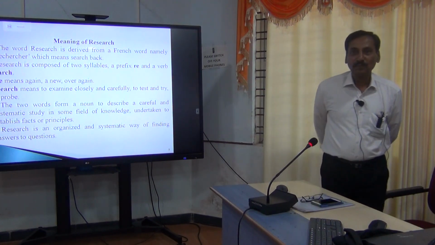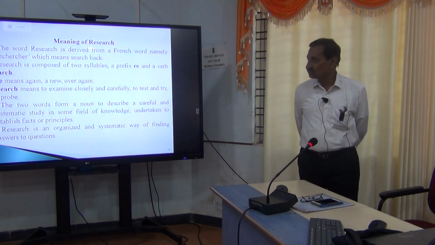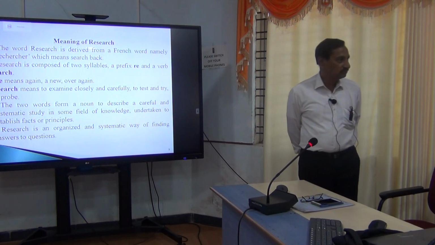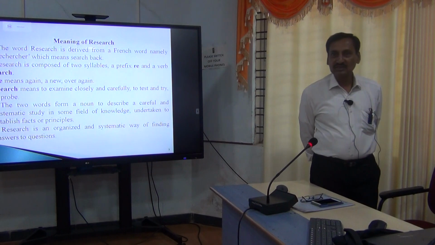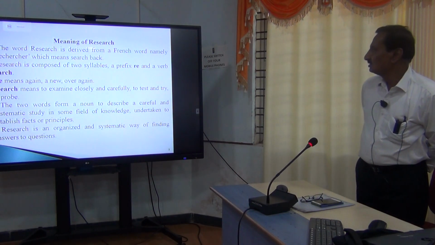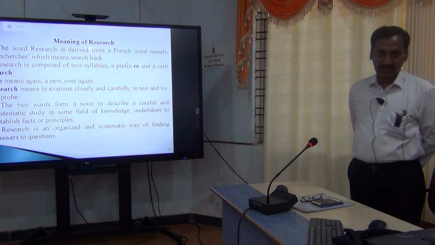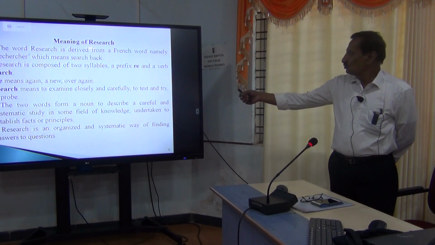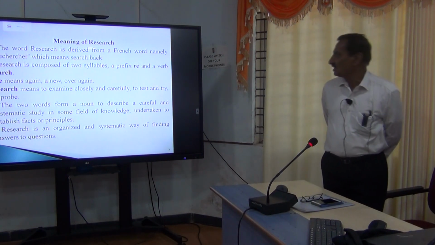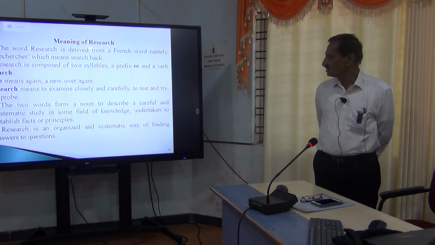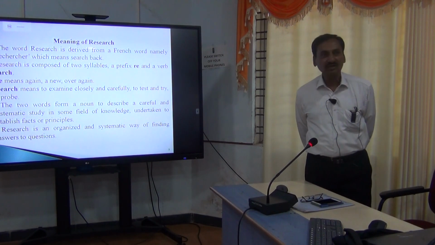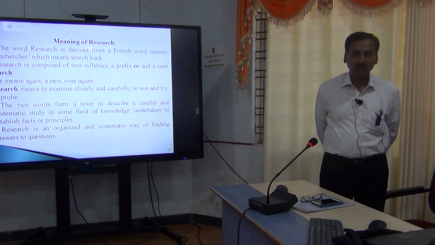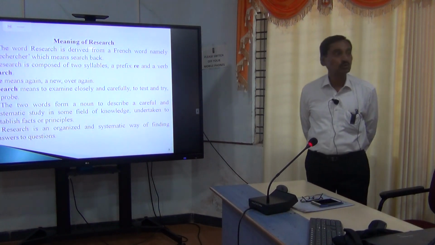Search means examine closely, carefully, systematically and try to probe. That is search. So both the words together are called research in English. So the two words together describe careful and systematic study in some field of knowledge undertaken to establish facts or principles. Principles are nothing but theory. Facts, truth.